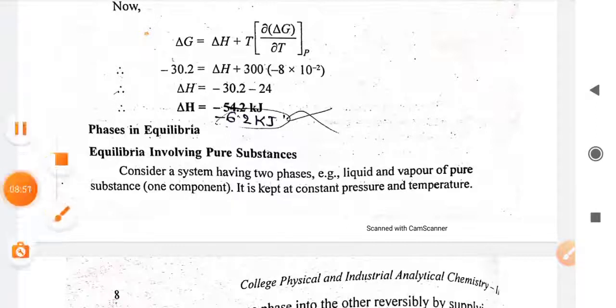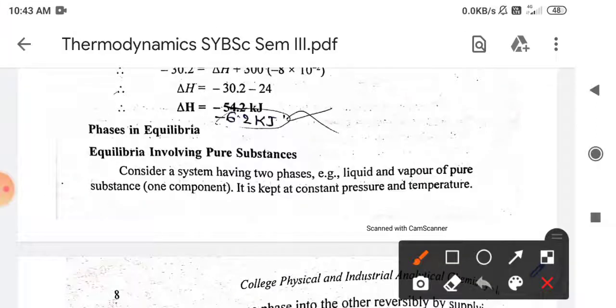Now the next part is phase equilibrium in the given system. We need to consider the change in Gibbs free energy with respect to pressure or with respect to temperature graphically. If we consider the phase change in the given system, consider a system having two phases, that is liquid phase and vapor phase of a pure substance, that is a one component system.